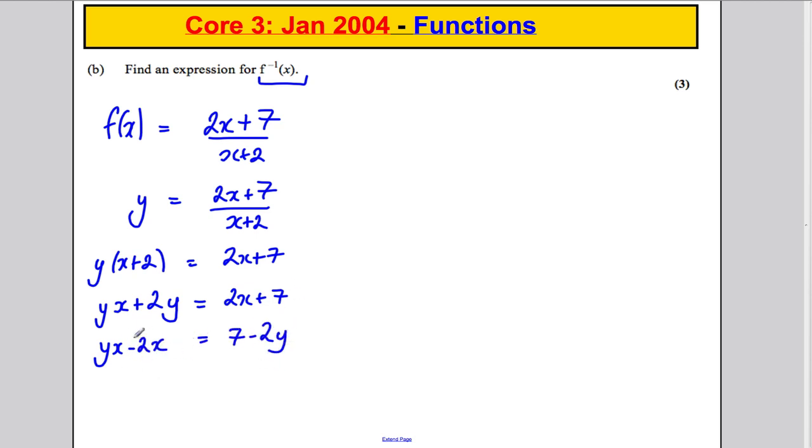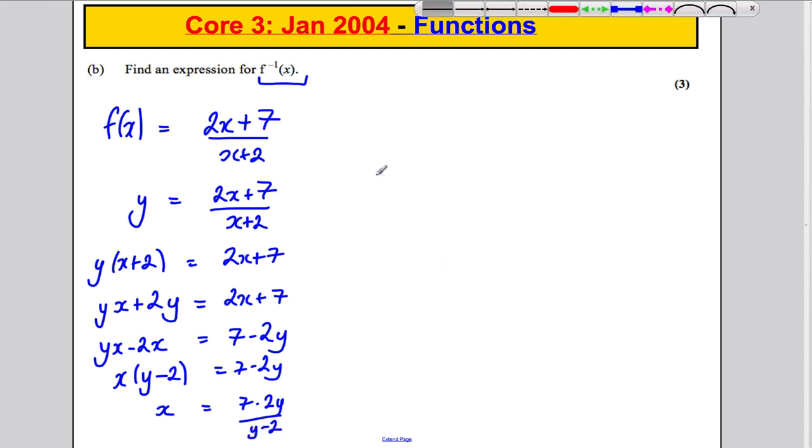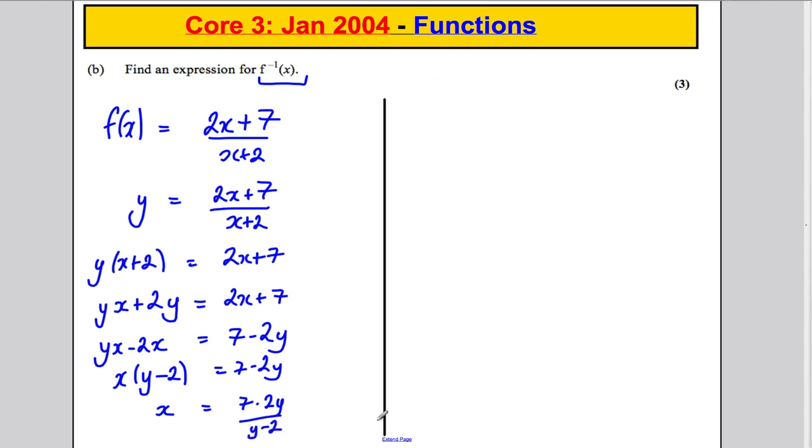Then I'm going to factorise the x. X is common in both of these, so factorise the x. And then I'm going to divide both sides by y subtract 2. And then I have x as the subject of the formula, at which point you should work down the page, not across, but to save space.